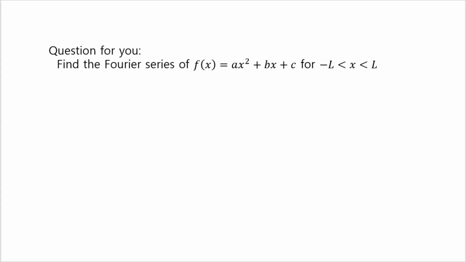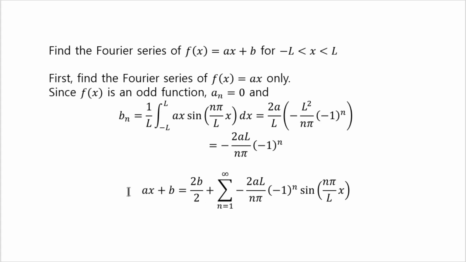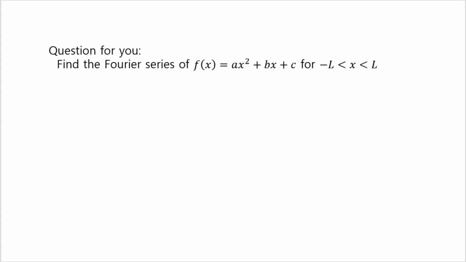Okay, now I have a question for you. What do you think the Fourier series of this would be? Now it's more general, now it includes the x squared term. For this, you just have to find the Fourier series of x squared, and then you can use the result that we just figured out here, and you should be able to get the answer. Good luck!